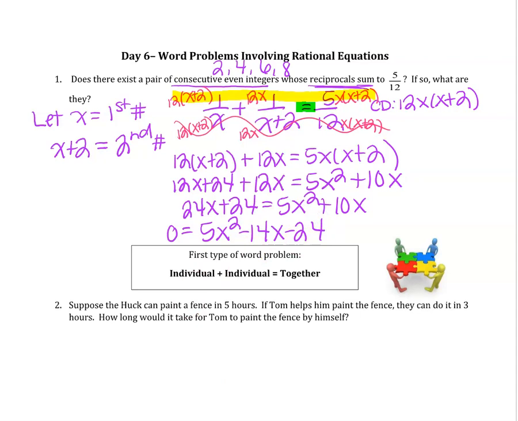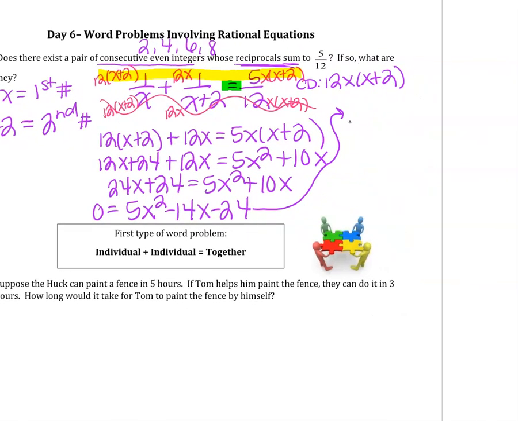Now, I might be able to factor this, but I'm also thinking this is a good opportunity to review our quadratic formula. So, where I have some space, I'll come over here. x equals negative b plus or minus the square root of b squared minus 4ac, all over 2a. Let's grab our calculator.